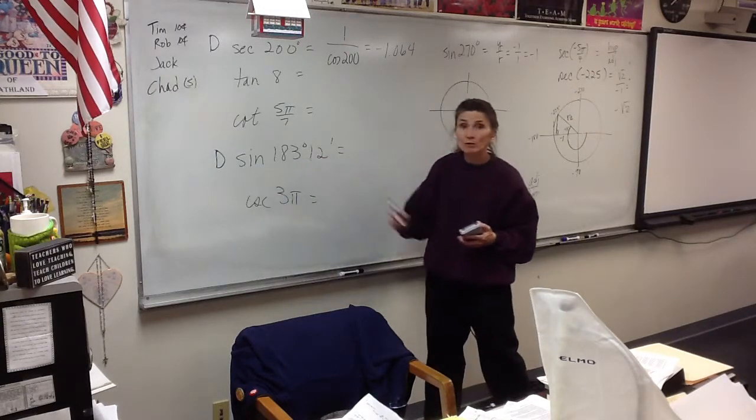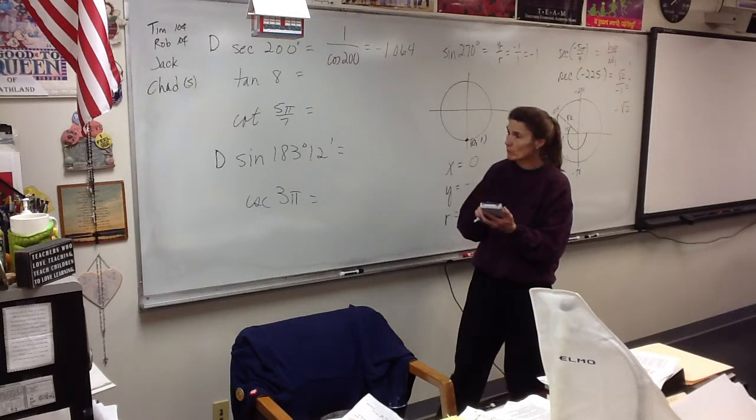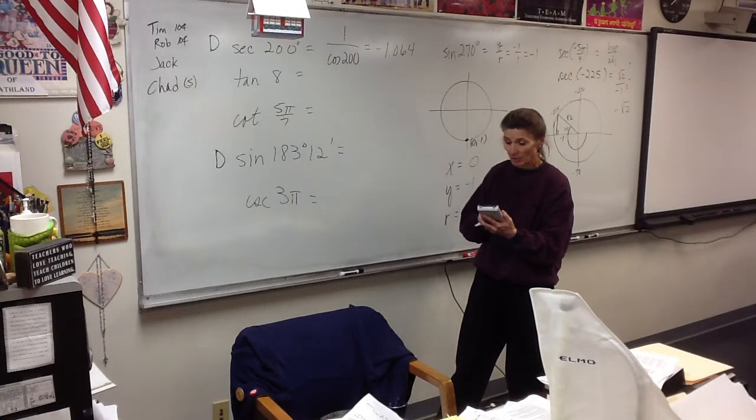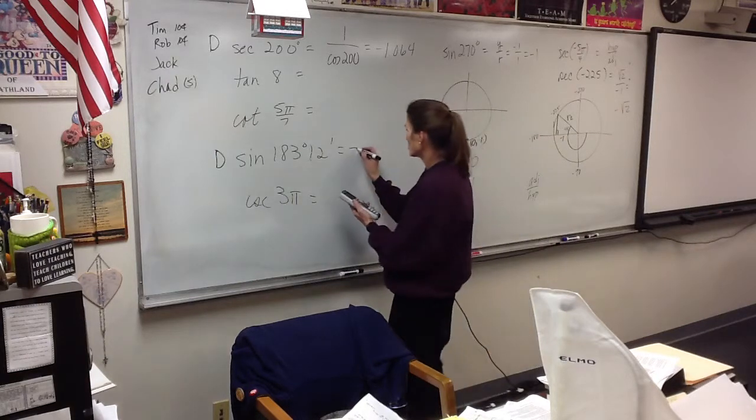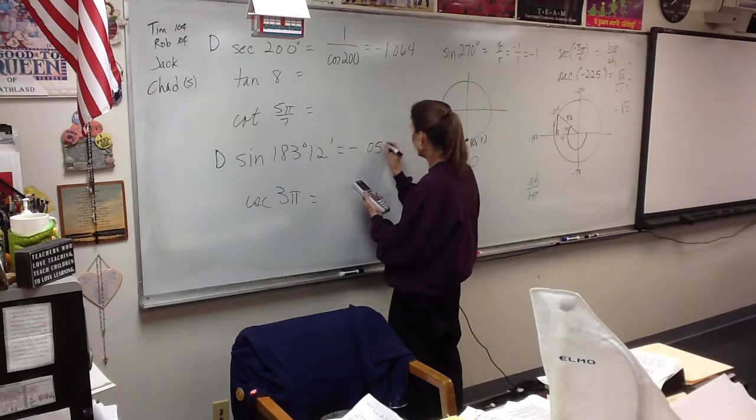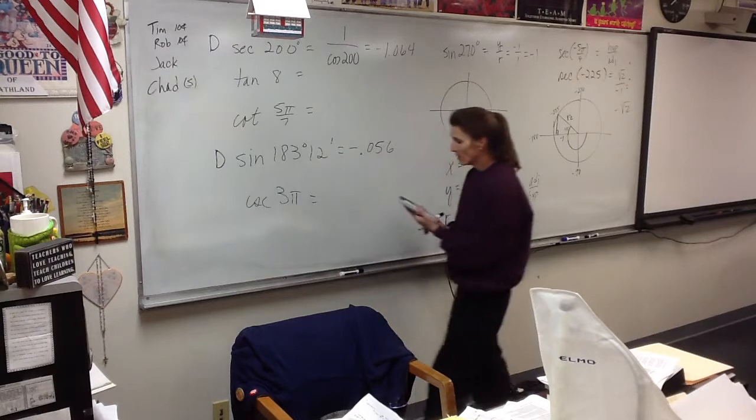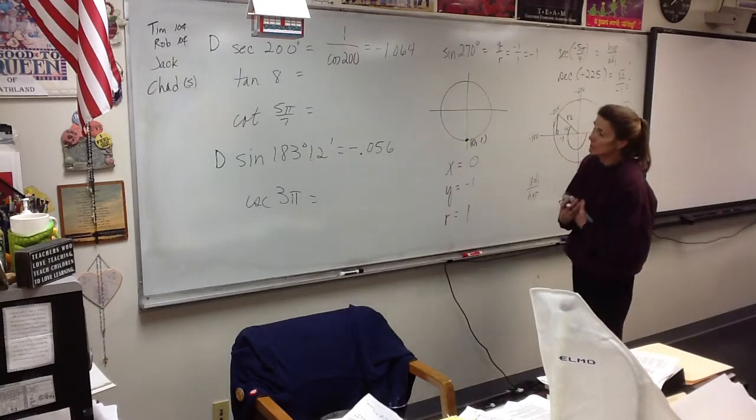Now I'm going to do this one. I'm going to have to use my degree and minute mark, which we've already reviewed today. So I'll press sine 183, second angle, enter. That gets my degree mark. And then I'll type 12, second angle, click down 1, hit enter, and the answer should be negative 0.056 if I round it off to the nearest thousandth.